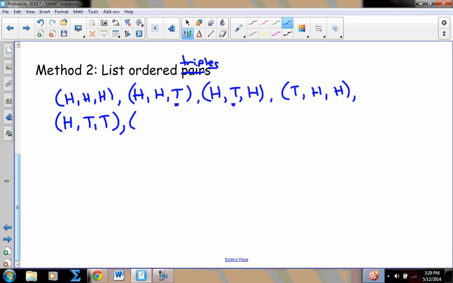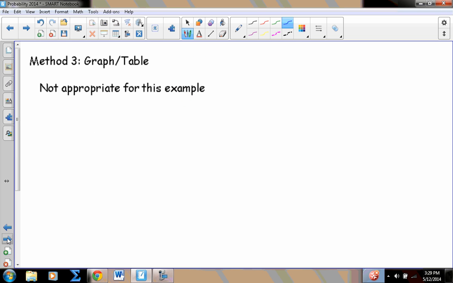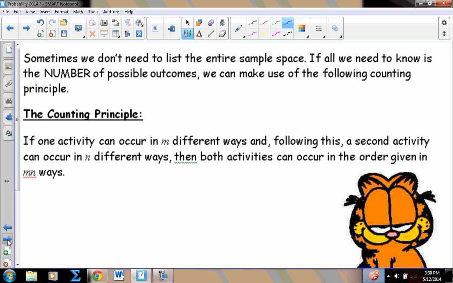All right, and the head might come first, or the head might come in the middle, or the head might come last. Or I might not get any heads at all, which would be a tail, tail, tail. Okay, and I have 1, 2, 3, 4, 5, 6, 7, 8 outcomes, which is what I should have. In the case of a table, because I have 3 dimensions, 3 coins, this time a table's not going to work for me. Okay, so sometimes one way is more appropriate than the other.